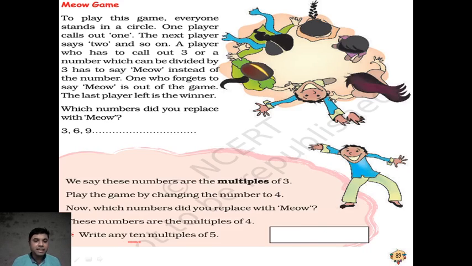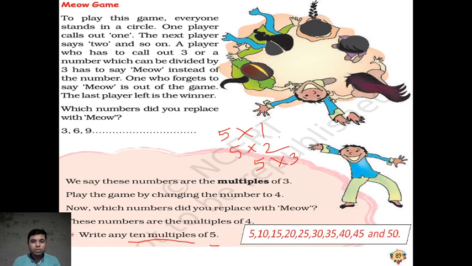Write any 10 multiples of 5. So how to find multiples of 5? 5 into 1, 5 into 2, that means the product of 5 with any counting number. 5 into 3, and so on. 5, 10, look, 5 ones are 5, 5 twos are 10, 5 threes are 15, 5 fours are 20, and so on. Here are the 10 multiples of 5. Is it clear, my dear students?